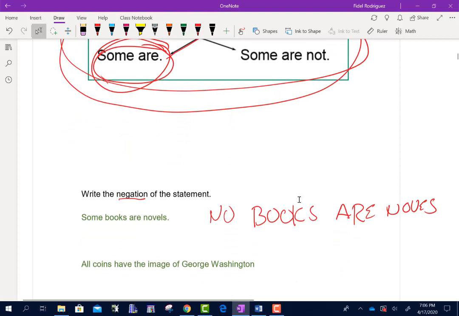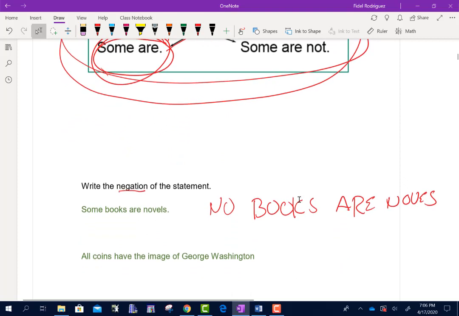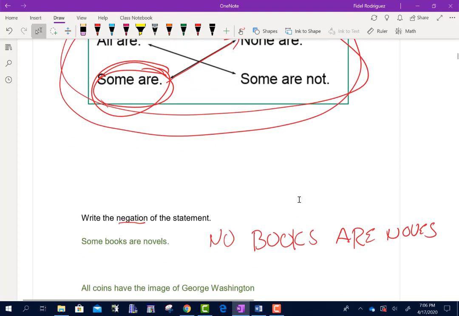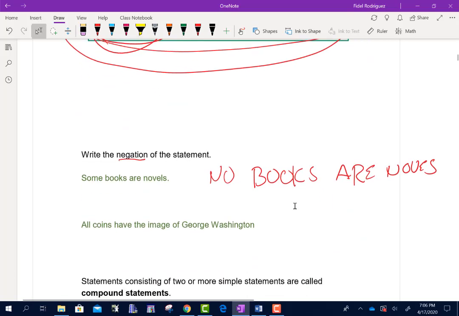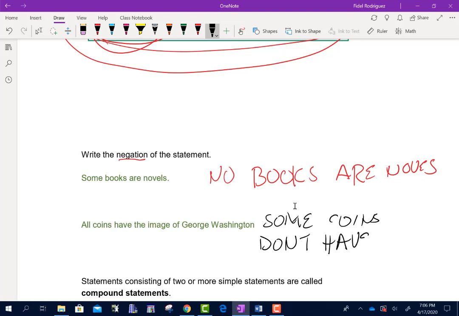Okay. All coins have the image of George Washington. So if I look up here, the negation of "all" would be "some of them don't." So then I would say some coins don't have the image of George Washington.